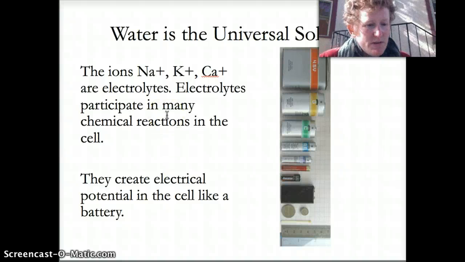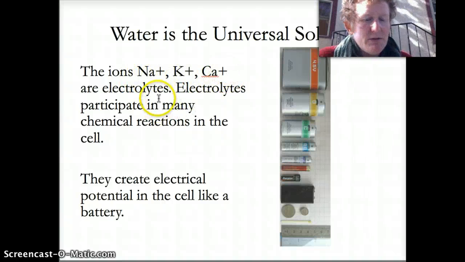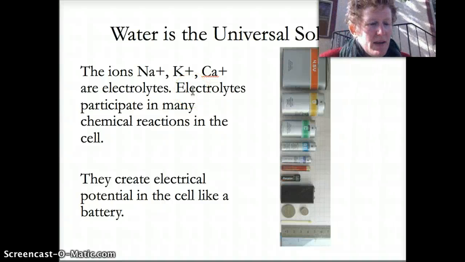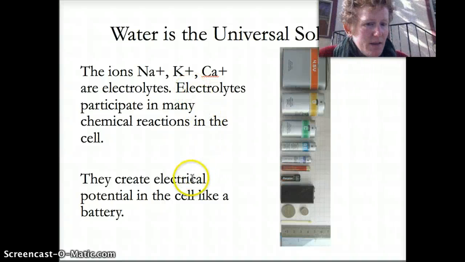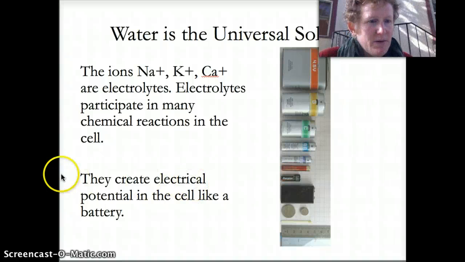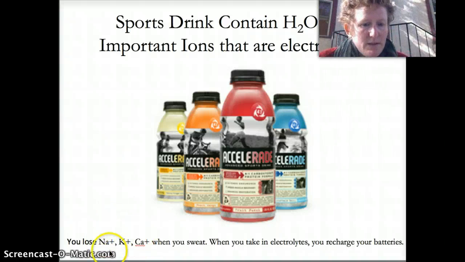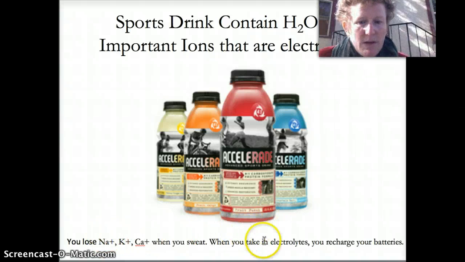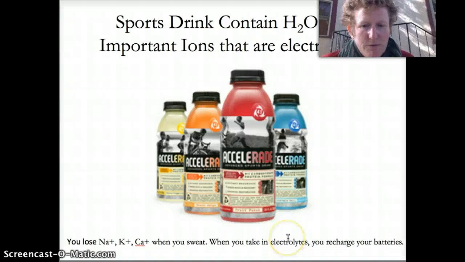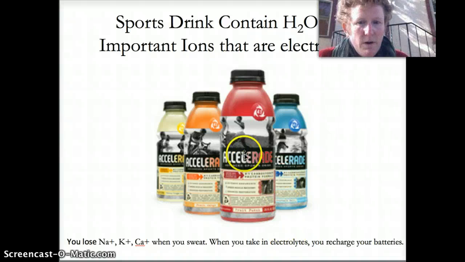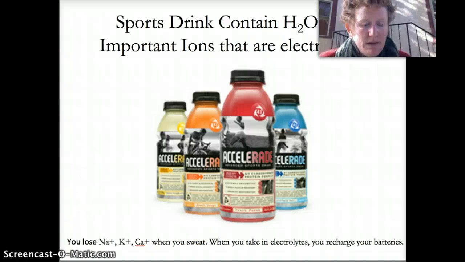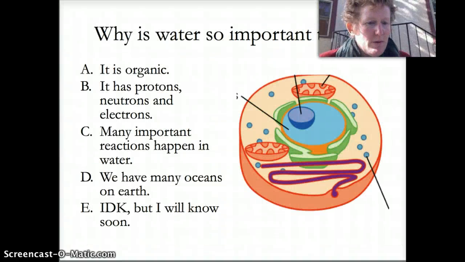Water is called the universal solvent, especially for these important ions for your body. Sodium, potassium, and calcium are electrolytes. Electrolytes participate in many chemical reactions in the cell. They create electrical potential in your cell just like a battery. If you're an athlete, you may have had electrolyte drinks because when you sweat, you lose these ions. And when you take them back in by eating fresh fruit or having some juice or drinking a sports drink, you basically kind of recharge your batteries. You make your batteries work better.